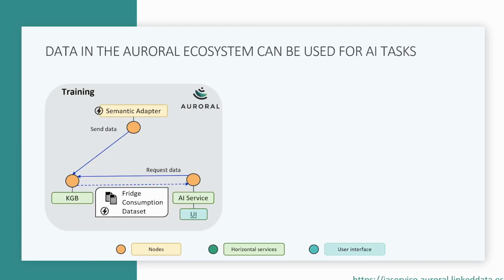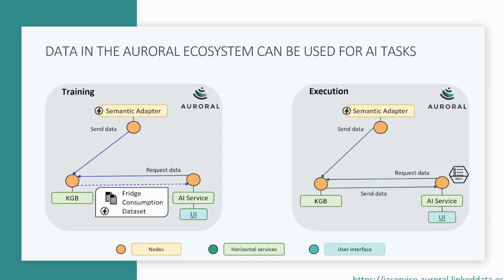And this data can be used transparently for AI-based solutions. The artificial intelligence service allows us to consume data and create a dataset through the knowledge graph builder for training, and then use this dataset with new data to execute an artificial intelligence model.